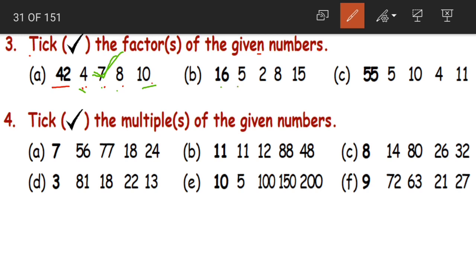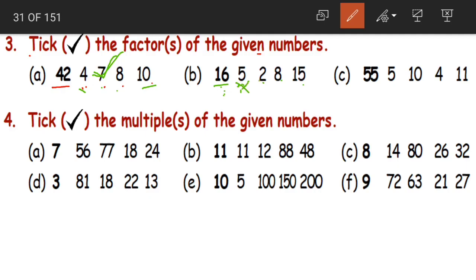Question B, 16. And what are the given numbers? 5, 2, 8 and 15. Now we know that for a number to be divisible by 5, it should have 5 or 0 in the ones place. Does it have 5 or 0 in the ones place? No. So 16 is not divisible by 5.